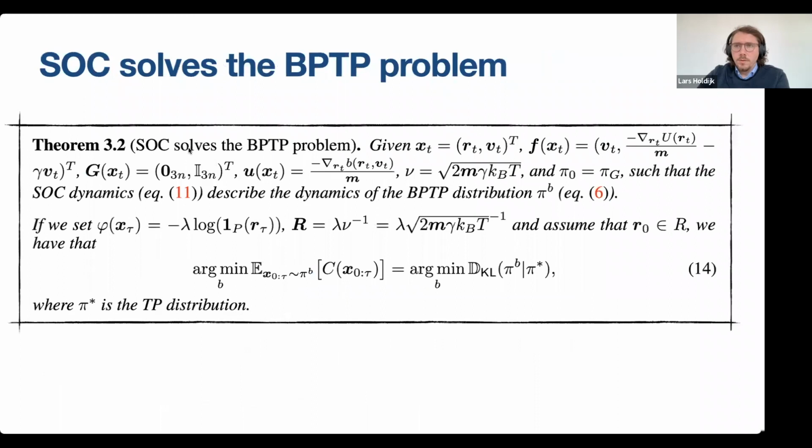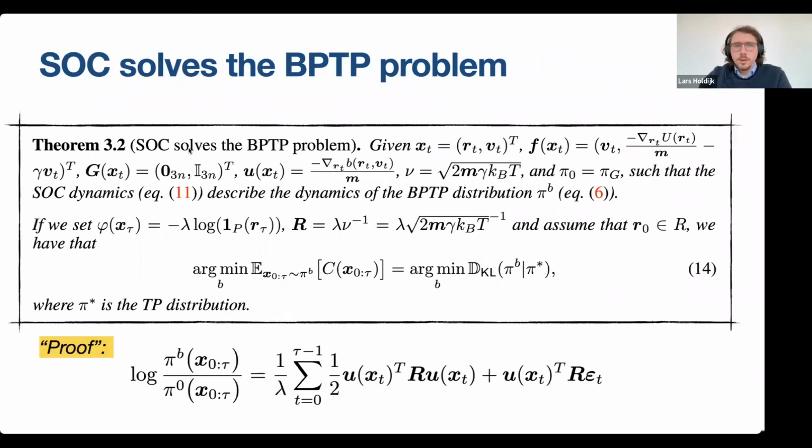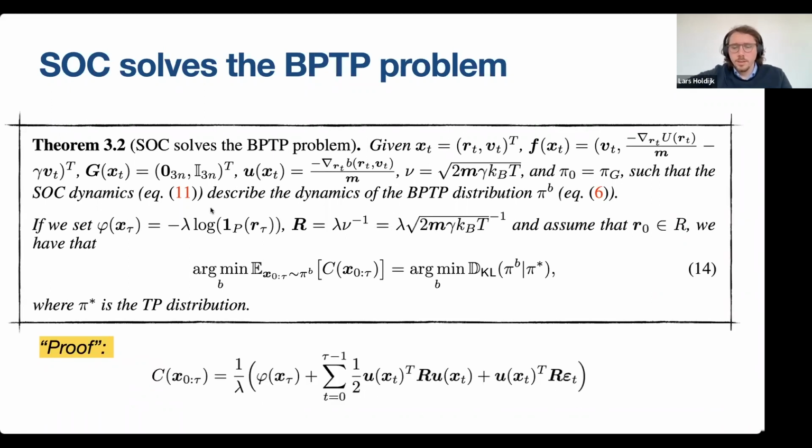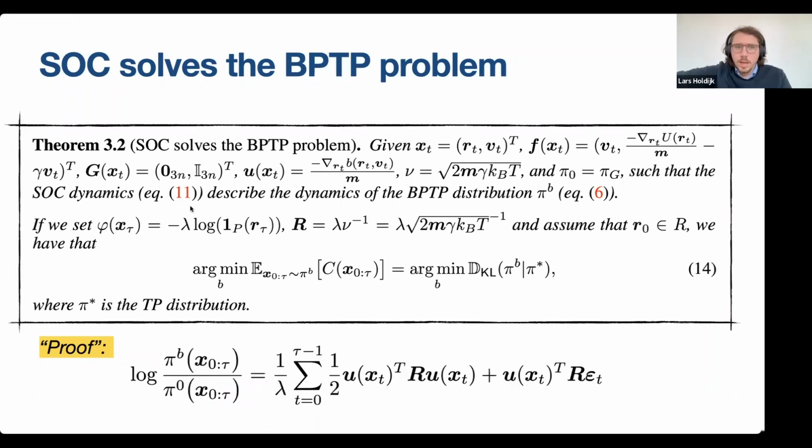And in very short, this relationship can be quite easily shown based on this Girsanov equality, where we have that the logarithm of the ratio between these two distributions is basically this, and if we consider the control cost C, we've seen the similarity between this part and this.